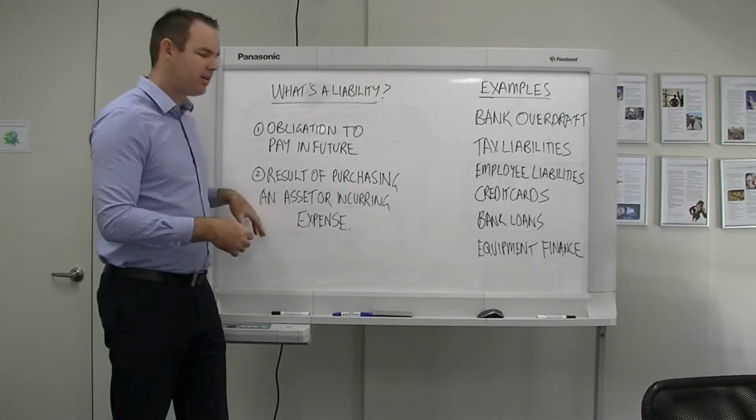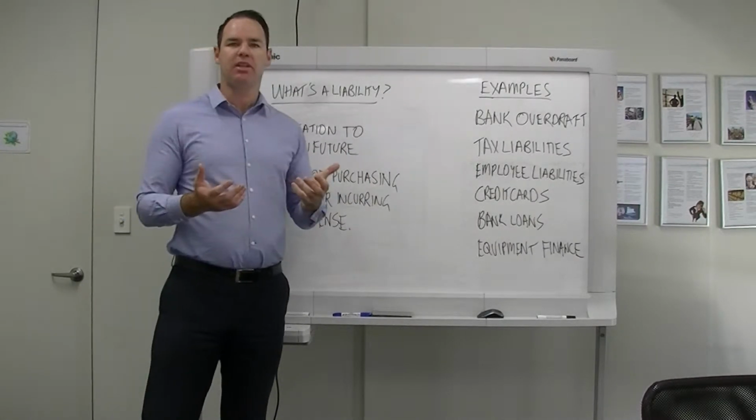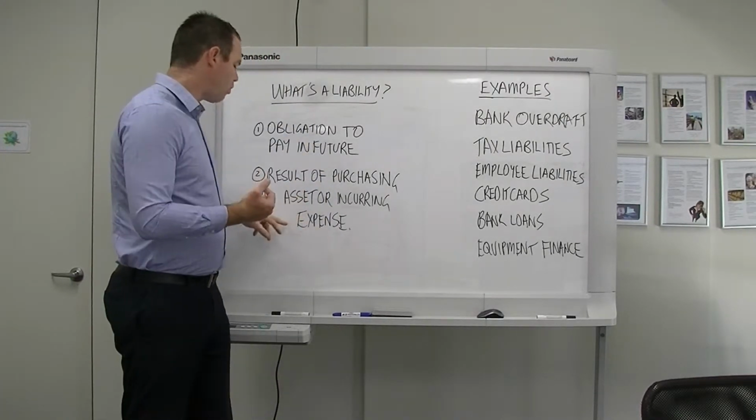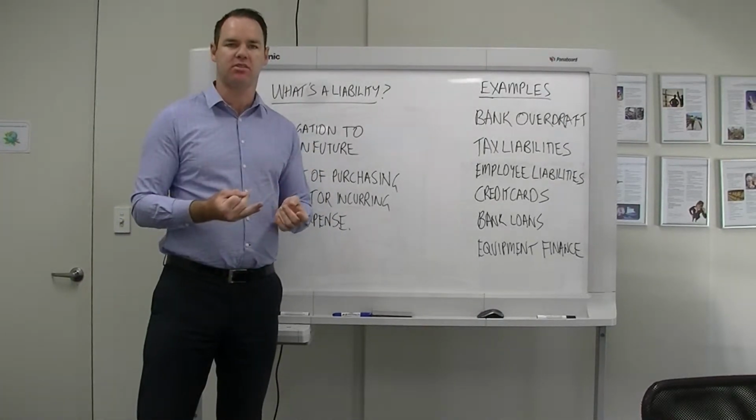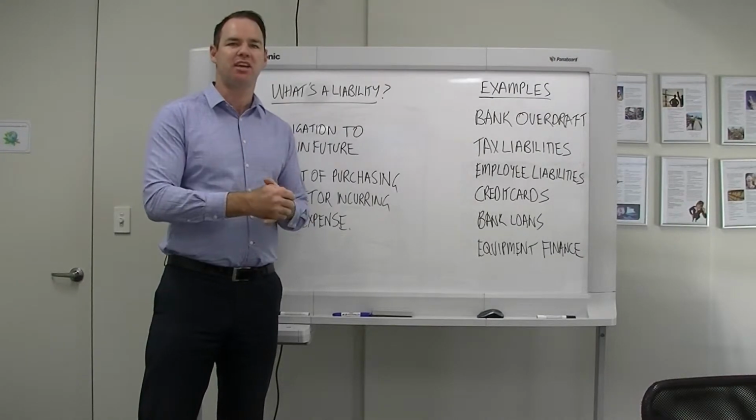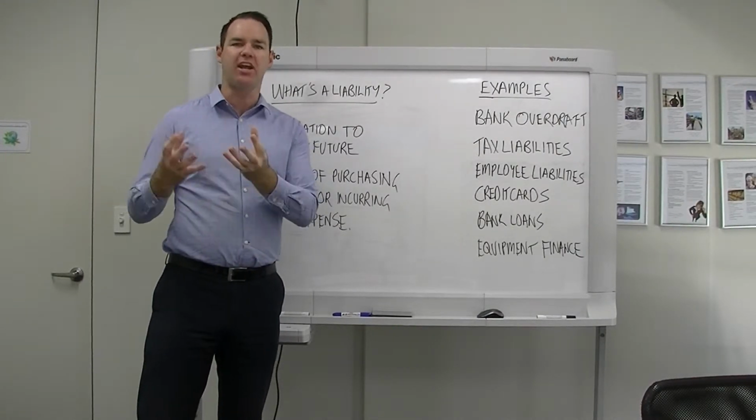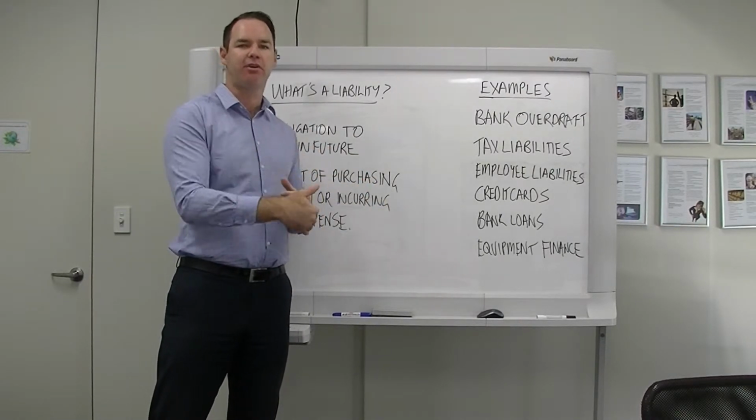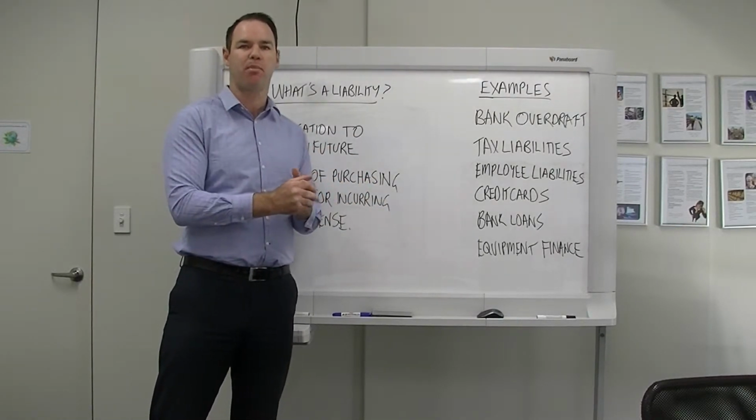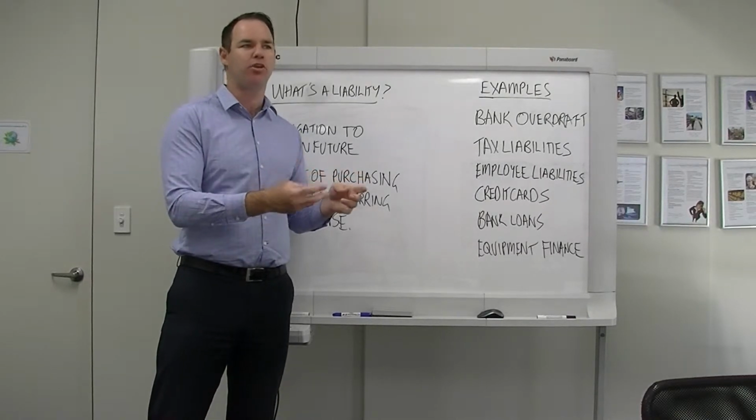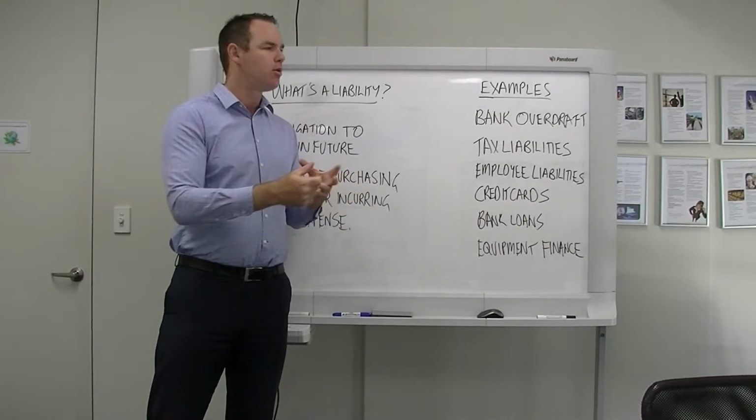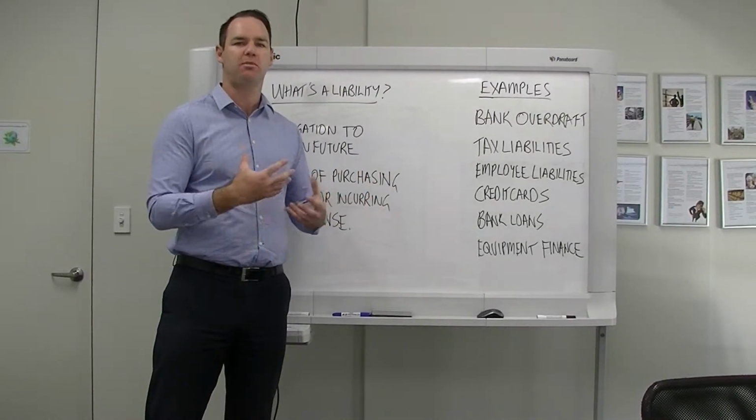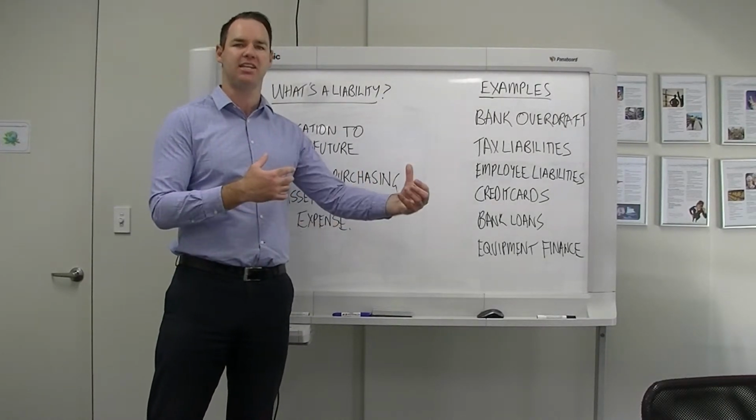The second part is the reason you have the liability is either the result of purchasing an asset or incurring an expense. So when you purchase the asset, you've purchased it on some sort of finance, or when you've incurred the expense, you haven't actually paid for it at that point in time. So for example, if you go to a grocery store, you pay for that expense straight away. But a lot of the time in businesses, a lot of those expenses you don't need to pay straight away. You can pay at a later date.